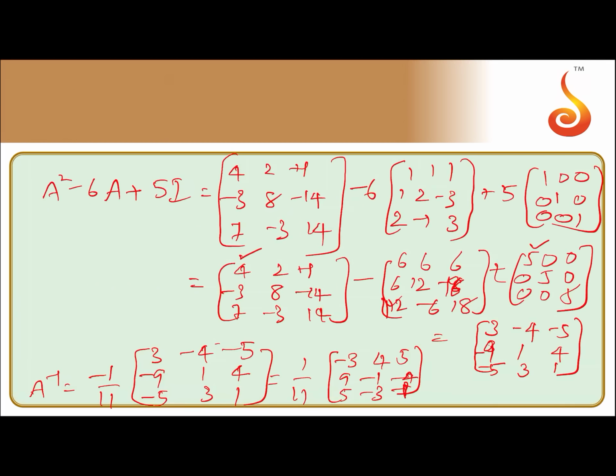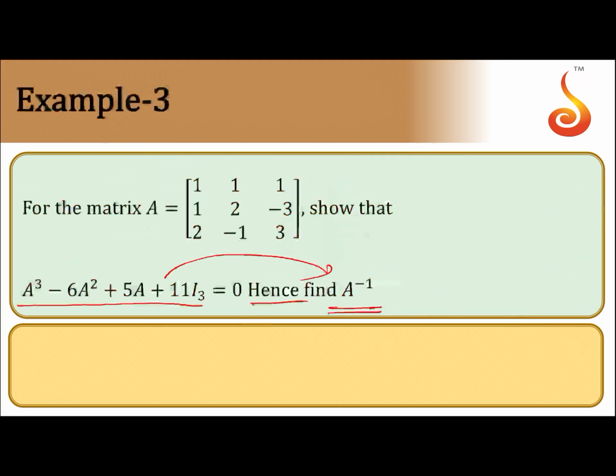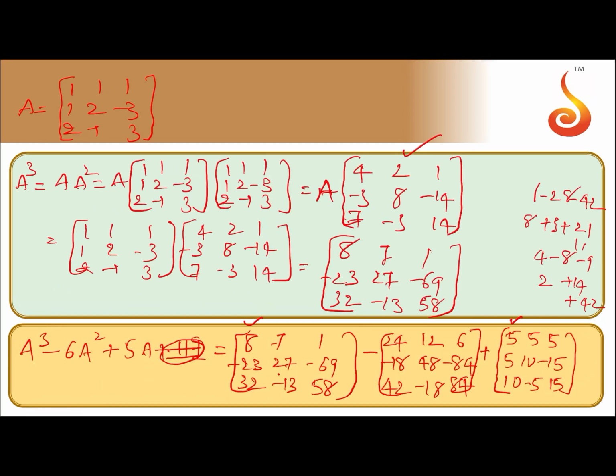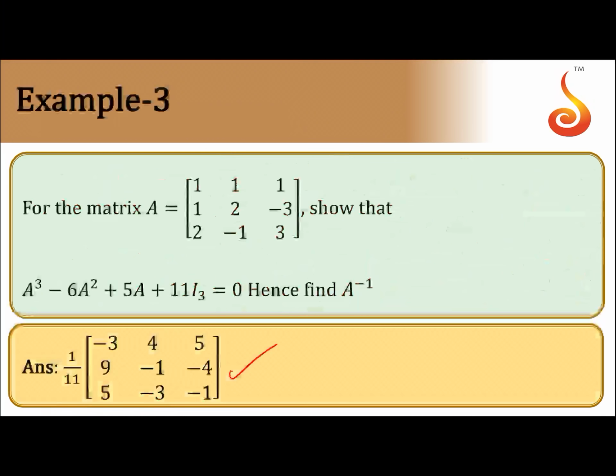So we need patience to calculate very carefully. Evaluate with ease in calculations, and you will get the answer. Hope you understood. First you have to calculate A cube, then simplify the A square value also. You can use it from here, simplify and get the relation, then multiply by A inverse on both sides. You will get one condition here. From this condition, evaluate A inverse. That is the methodology.